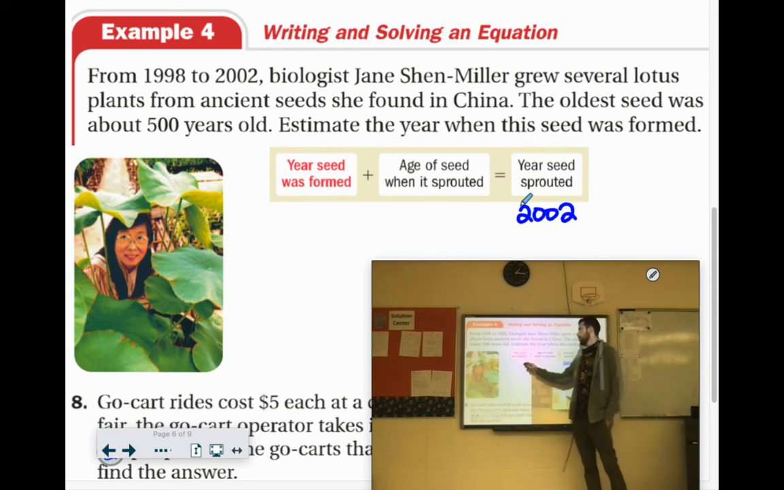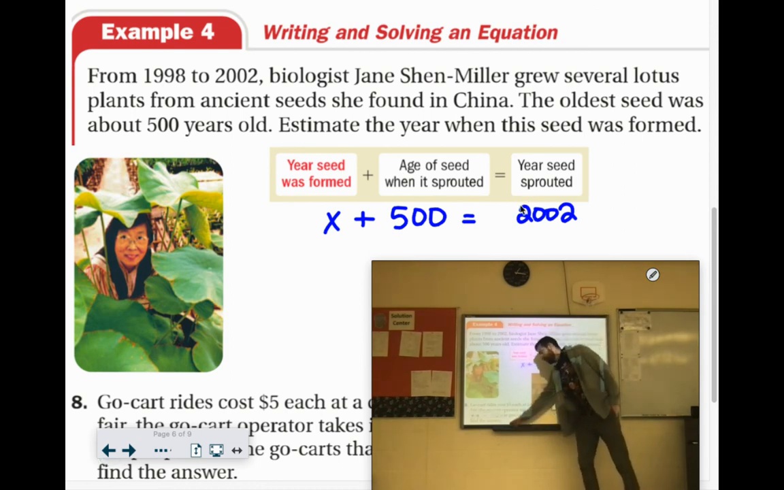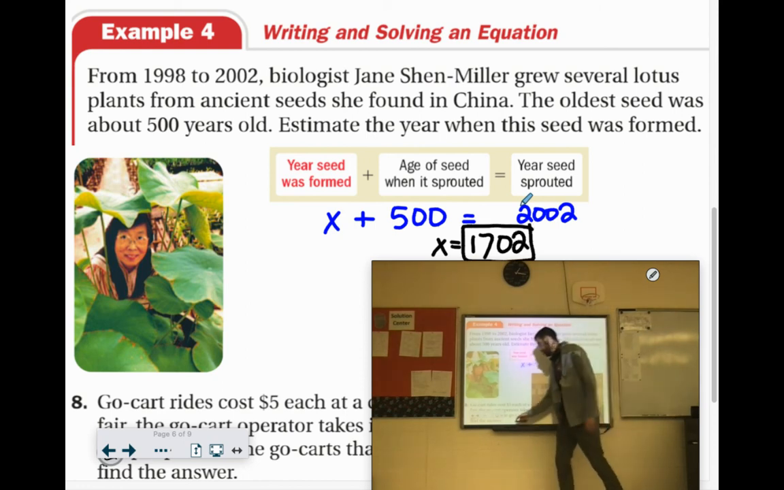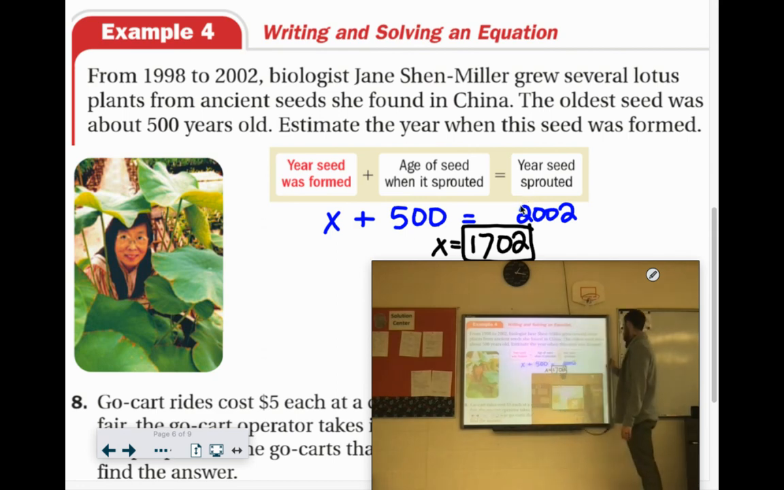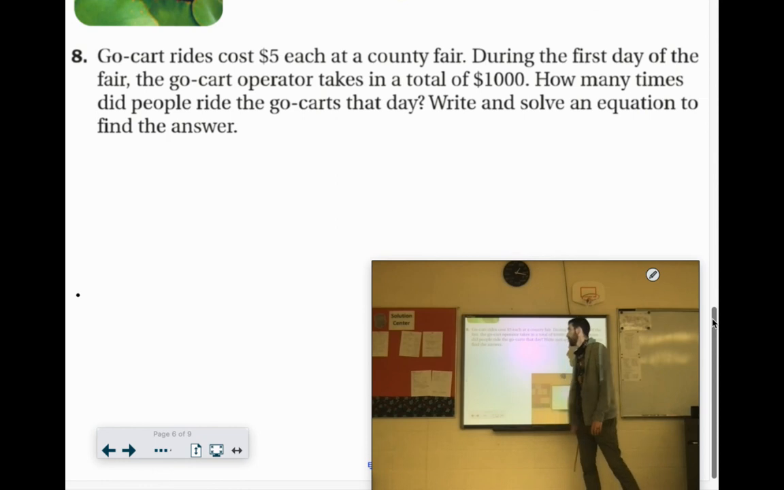Here's the year it was formed. We don't know what that is. But we knew that this was 500 years old. So if we were to go in the past, if we went 500 years before 2002, think of 2000 minus 500 would be 1700. So this would be about 1702. That was a good year too. Don't deny that 1702 was a good year. You know, that was the year that they invented the go-kart.